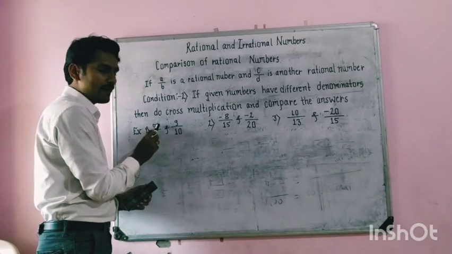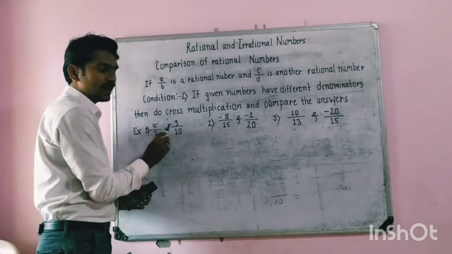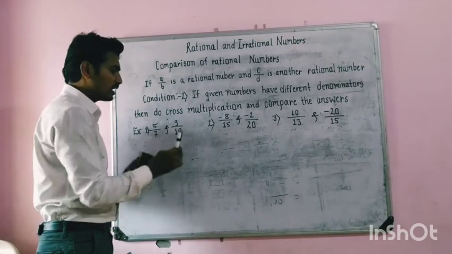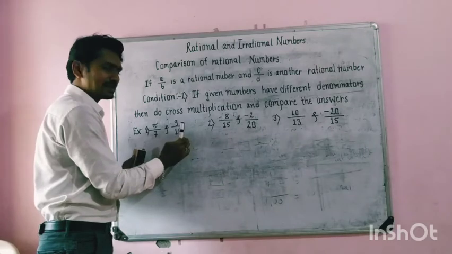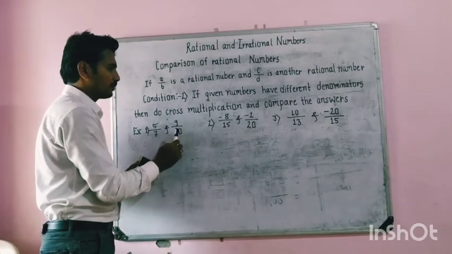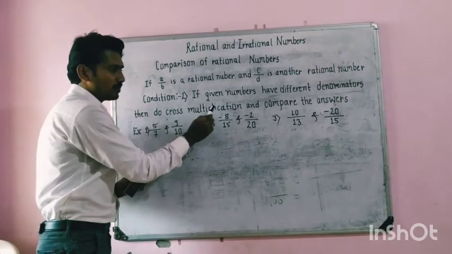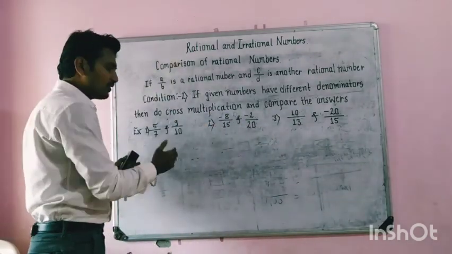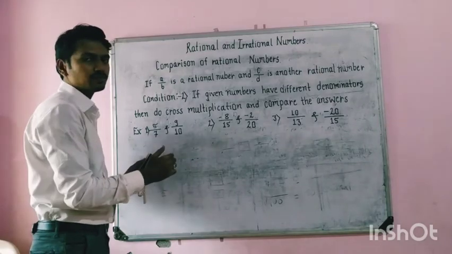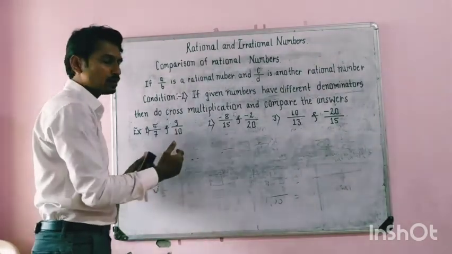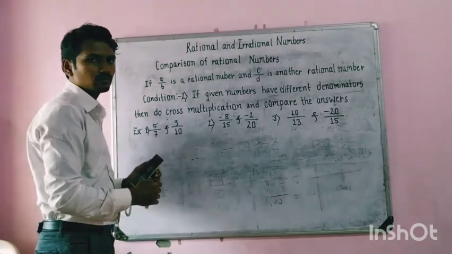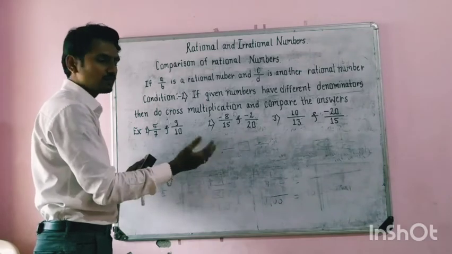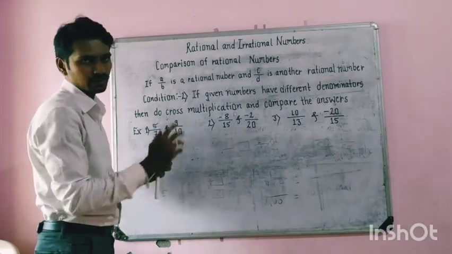Here we have to multiply 5 and 10, and 7 and 9. But it has some rules. We shall see it after some time. Then do cross multiplication and compare the answers. The answers we get after multiplication should be compared to compare these two numbers, left hand side and right hand side. Whichever side is greater, that side's rational number is greater.